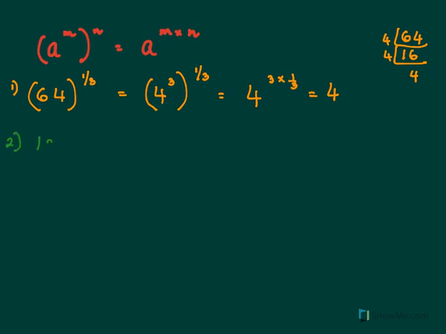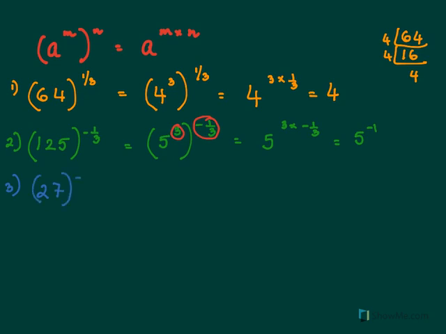For the next one, it's 125 raised to minus 1 by 3. Now 125 is 5 into 5 into 5, which means 5 raised to 3, all raised to minus 1 by 3. Now we need to multiply. So we have, this is our m and this is our n, so it will be m into n. So 5 raised to 3 into minus 1 by 3, that is 5 raised to minus 1.